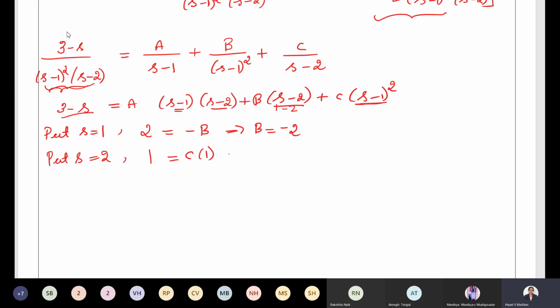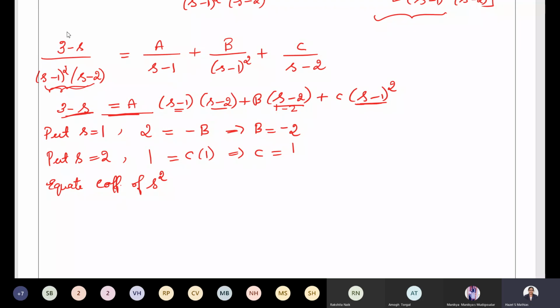So c into 1. So what will be the value of c? It will be equal to 1. Next, what do we do? Equate the coefficients of s square. So when we equate the coefficient of s square from this expression, what do we get?